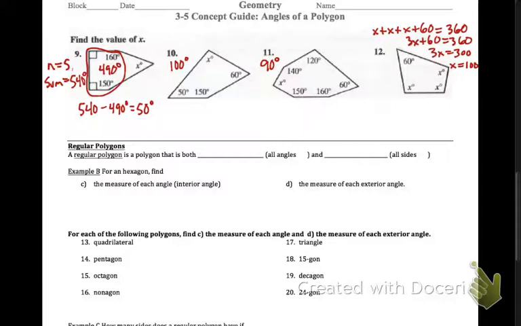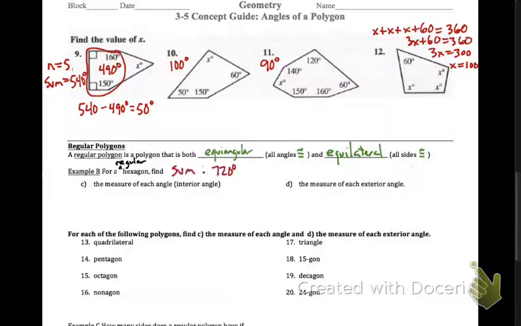All right, regular polygons. This is a special, specific type of polygon. We've actually been talking around these a while. A regular polygon is a polygon that is both equiangular, all the angles are congruent, and equilateral, all the sides are congruent. So, back to our hexagon. Find the measure of each angle of a regular hexagon.